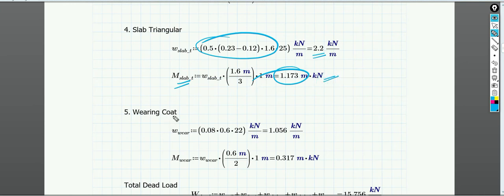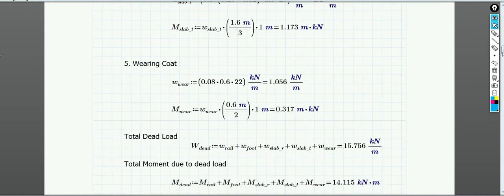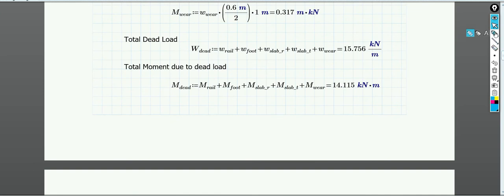And another weight that is left is the wearing coat. The thickness of the wearing coat is 80 mm, and the length of this wearing coat is 0.6 meter only. And the unit weight of wearing coat is assumed to be 22, and from that we can find out the weight as well as the moment. The moment is 0.317 kilonewton meter. I hope this is not that tough. I think you already know how to find the moment.